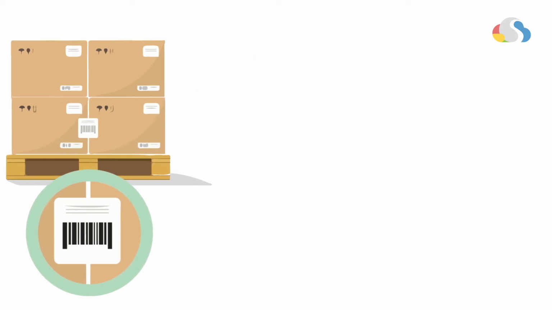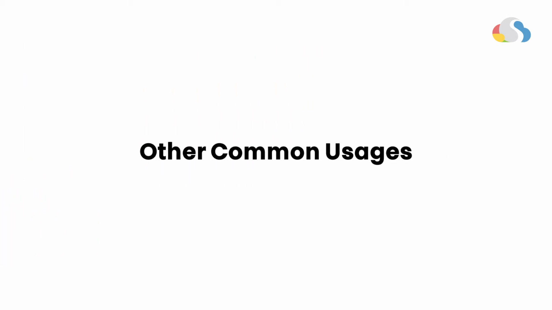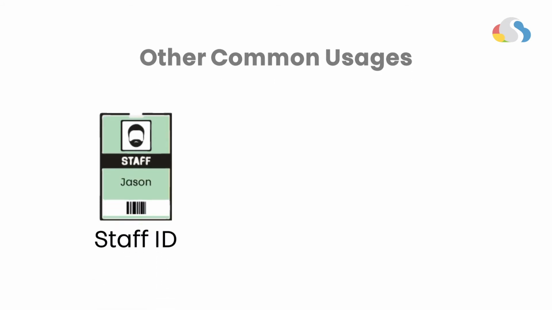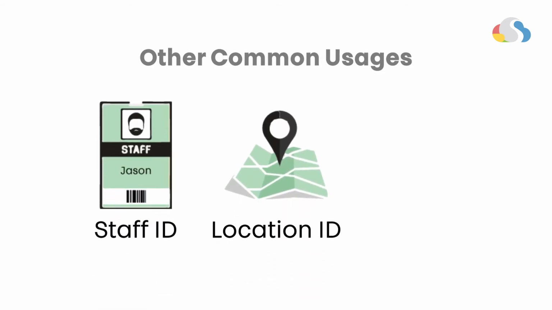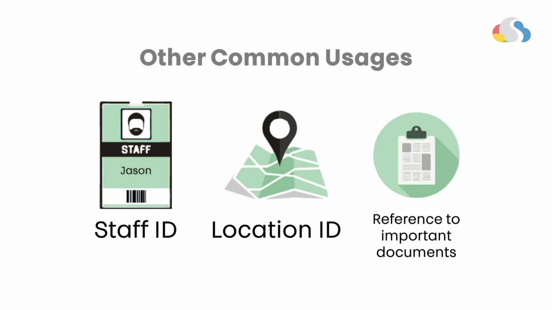We then move on to some of the common usages of barcode scanners, including staff ID, location ID, and sometimes reference to important documents, which I'll share a little bit more. So staff ID, you could have your employee ID number that you translate to QR code or barcode, or sometimes in warehouses you have bin locations, which I've actually explained in another of my videos. You have bin locations or rack locations where you can also put a barcode for traceability.